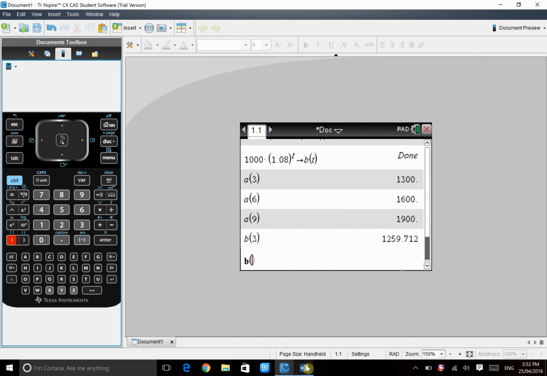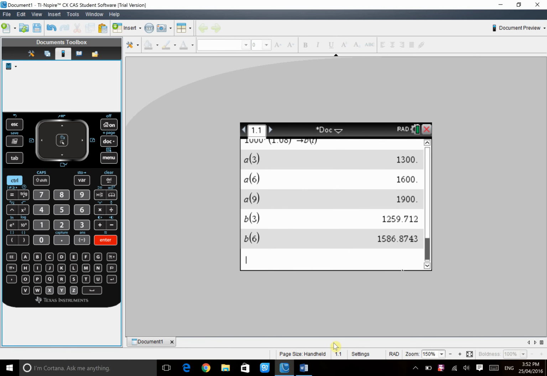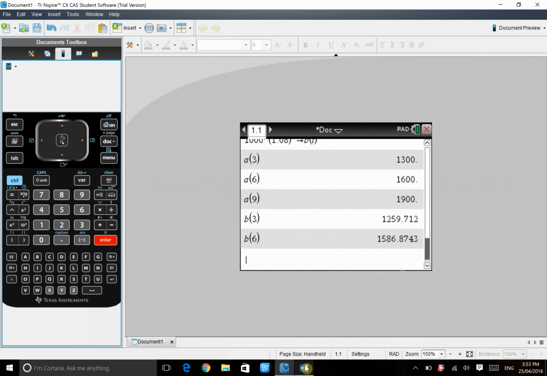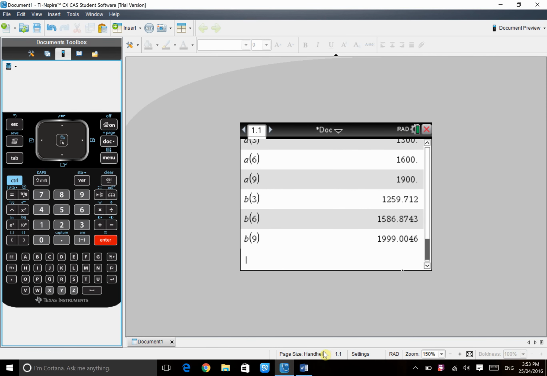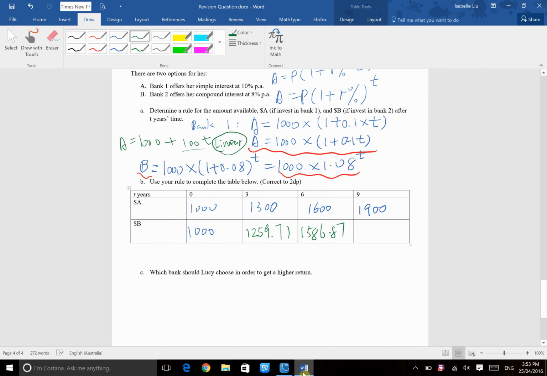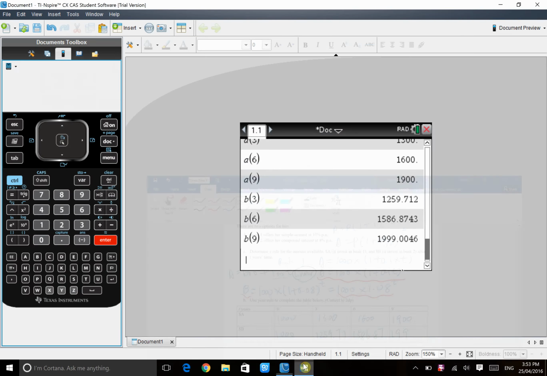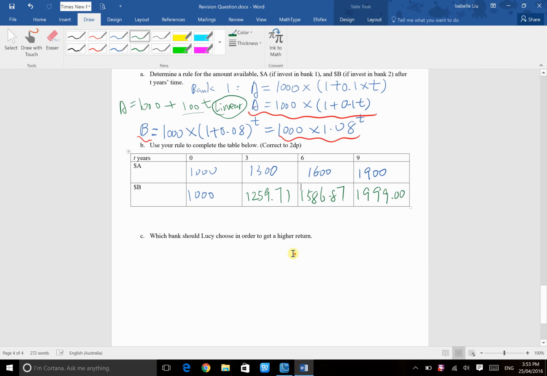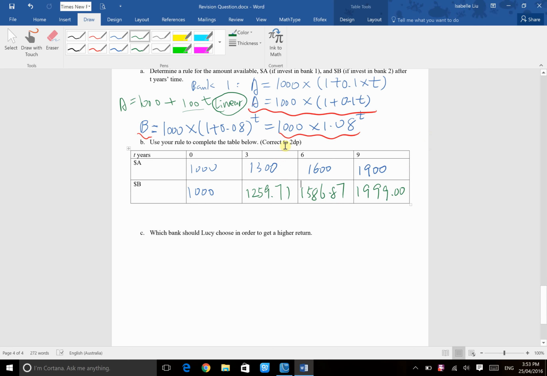Let's try B6. 1586.87. And B9, 1999.00. Okay, so I want to correct to 2 decimals. So that's correct to 2 decimals.